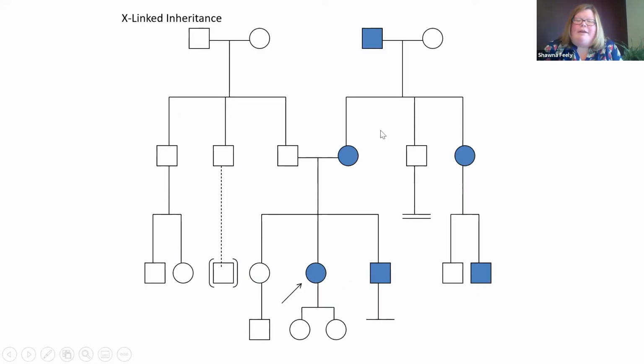But when we're doing a family history, we're looking for a clue where we say no male to male transmission. So there's no father passing it on to a son. And that helps us to define if the family history could be an X-linked family history.